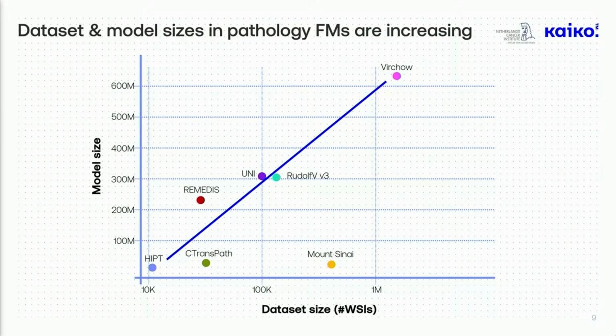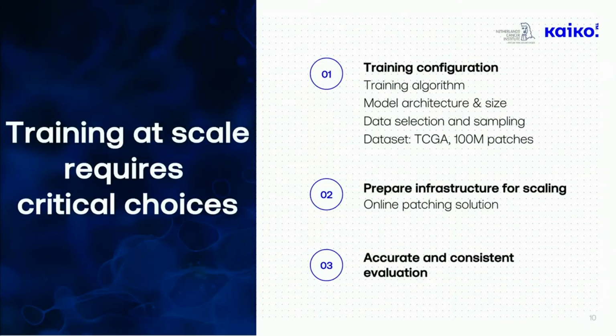Thank you, Vanessa. Indeed, so we see these models getting larger and larger. That is a general trend. So how do you actually train models on such a large scale? Well, there are some questions you have to look at. The first one is the training configuration. The second one is infrastructure. And the third one is how do you actually evaluate these models in an accurate and consistent way? Let's dive into these. So the first one, training configuration.